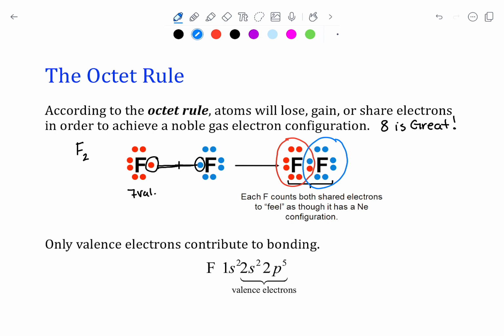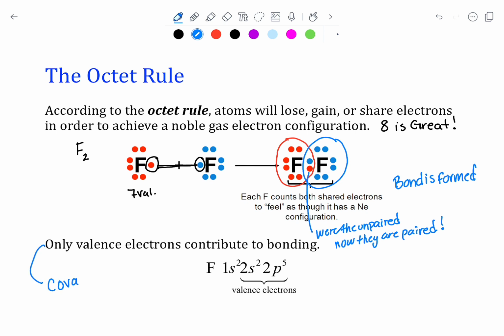The two that are overlapping between them were the unpaired electrons, but now they are paired up. Think of it like a puzzle, right? If you have a puzzle piece, these two are going to fit together and stay together and form a bond. So, only valence electrons will contribute to bonding, and this is specific for covalent bonding.